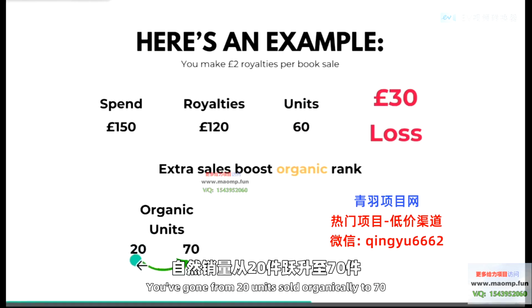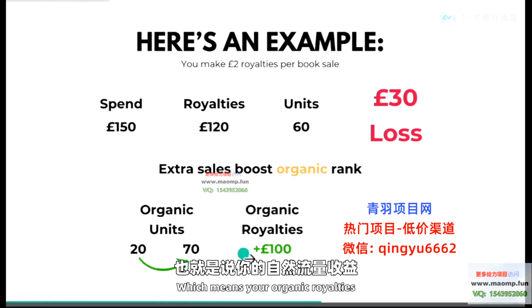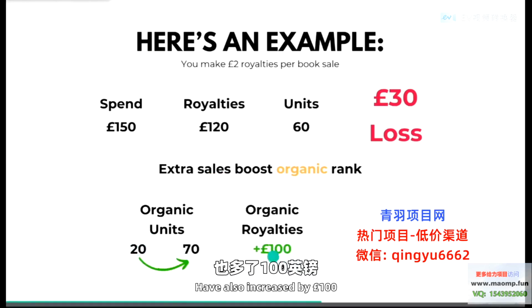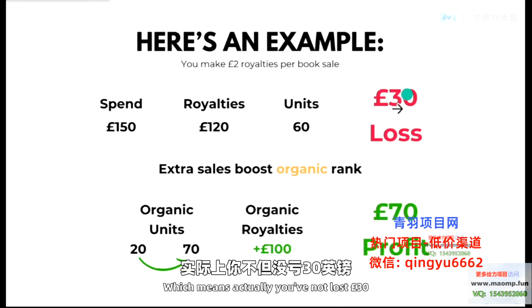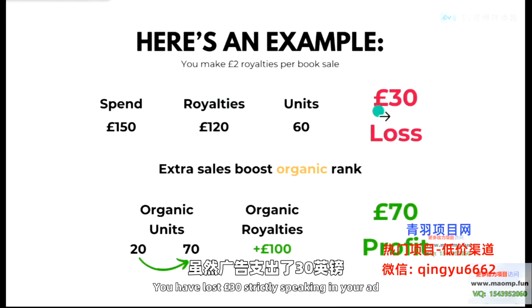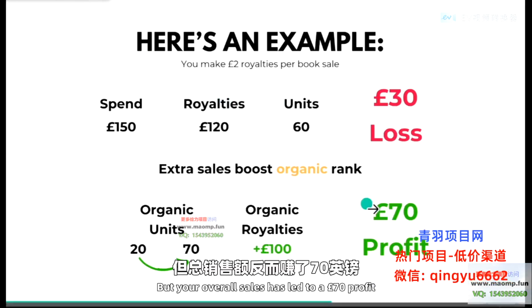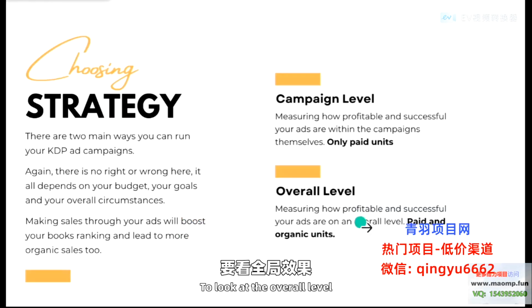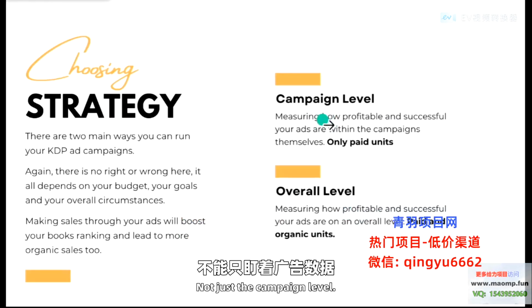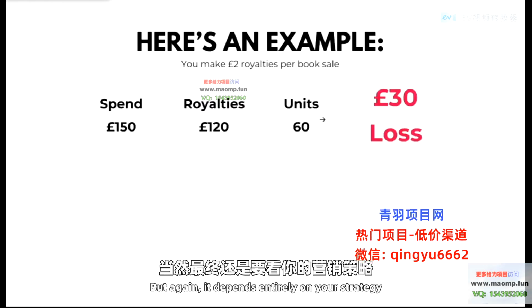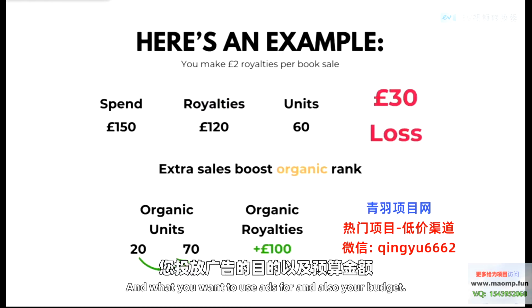So you've gone from 20 units sold organically to 70, which means your organic royalties have also increased by £100, which means actually you've not lost £30. You have lost £30, strictly speaking, in your ad, but your overall sales has led to a £70 profit, which is why it's important, in my opinion, to look at the overall level, not just the campaign level. But again, it depends entirely on your strategy and what you want to use ads for, and also your budget.